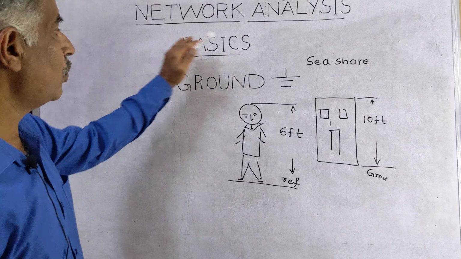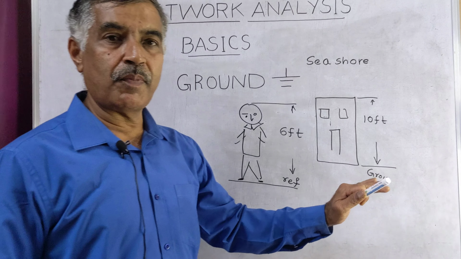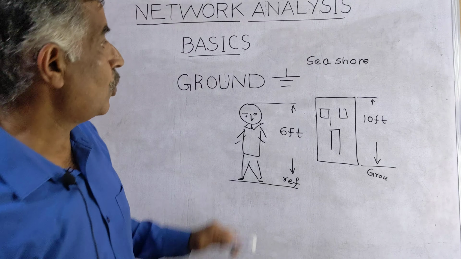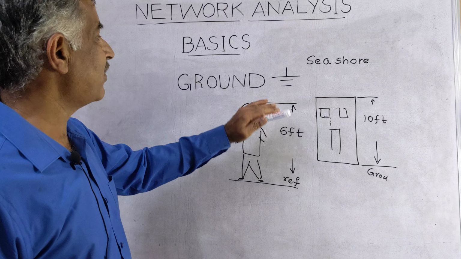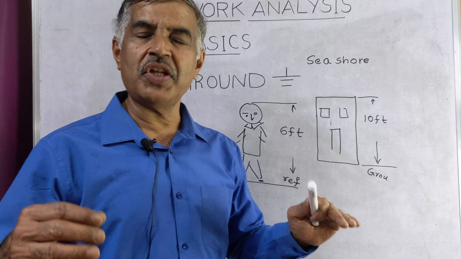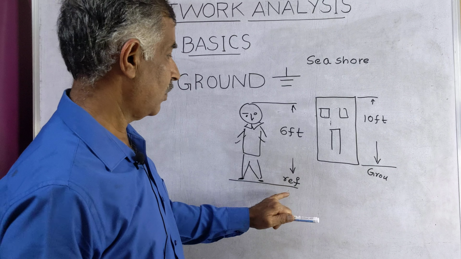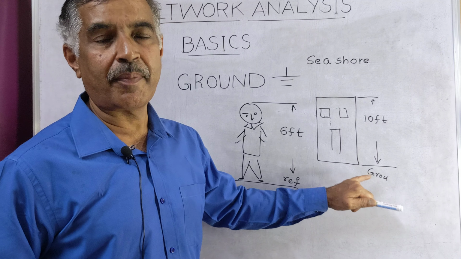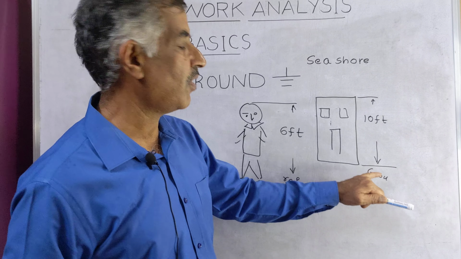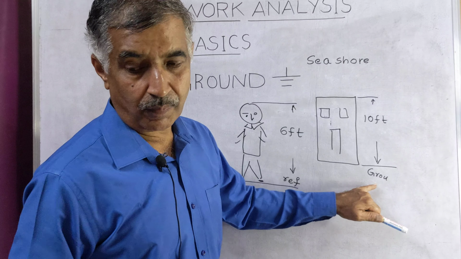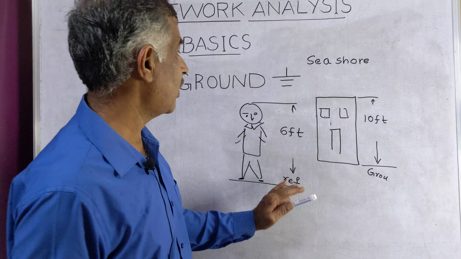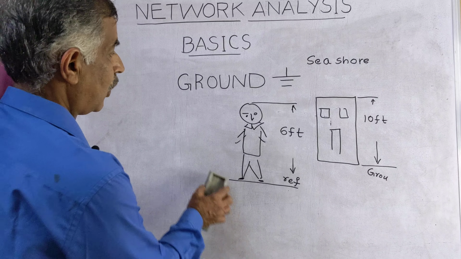Now, having understood that ground means 0 volts potential, in electrical circuits as well as in electronic circuits, the potentials of other points are referred to this ground. So all voltage references are made with respect to this ground. This is what is called the ground point, ground.